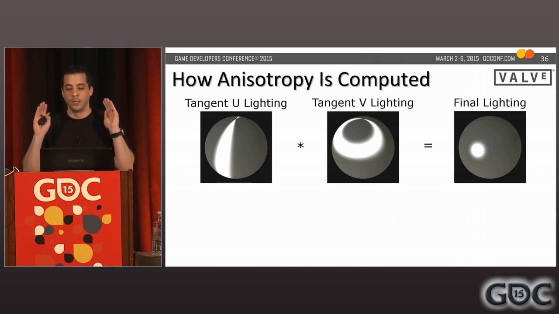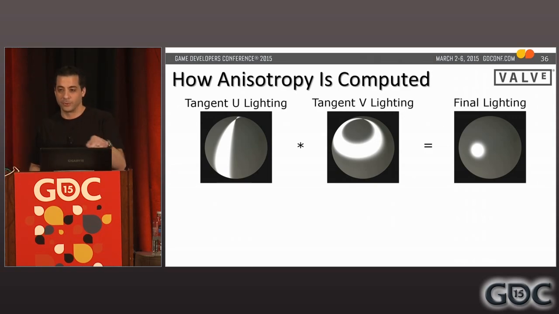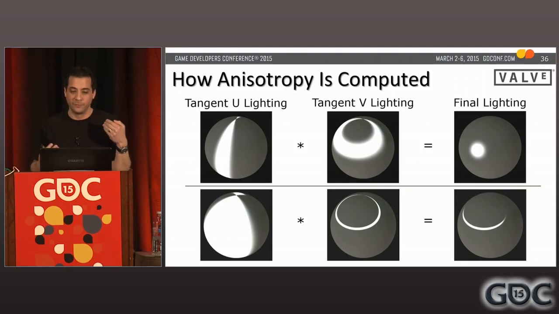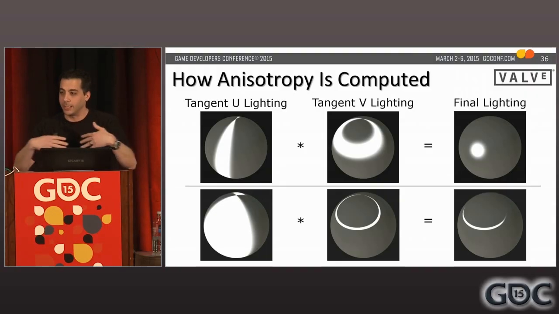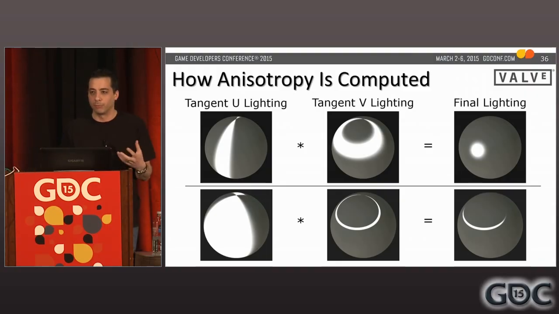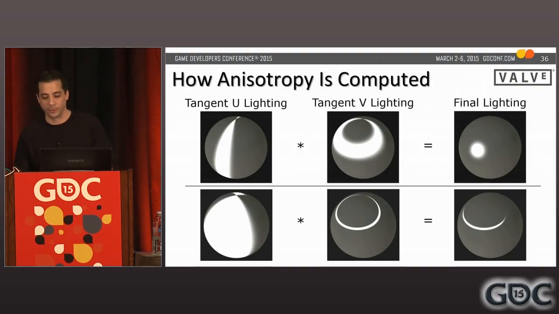But if those exponents are different, though, so for example, if your tangent U has a very low exponent, but your tangent V has a very high exponent, your shape's going to be an anisotropic light shape. And this is fundamentally the concept of how you can get anisotropic lighting pretty efficiently in real-time rendering.